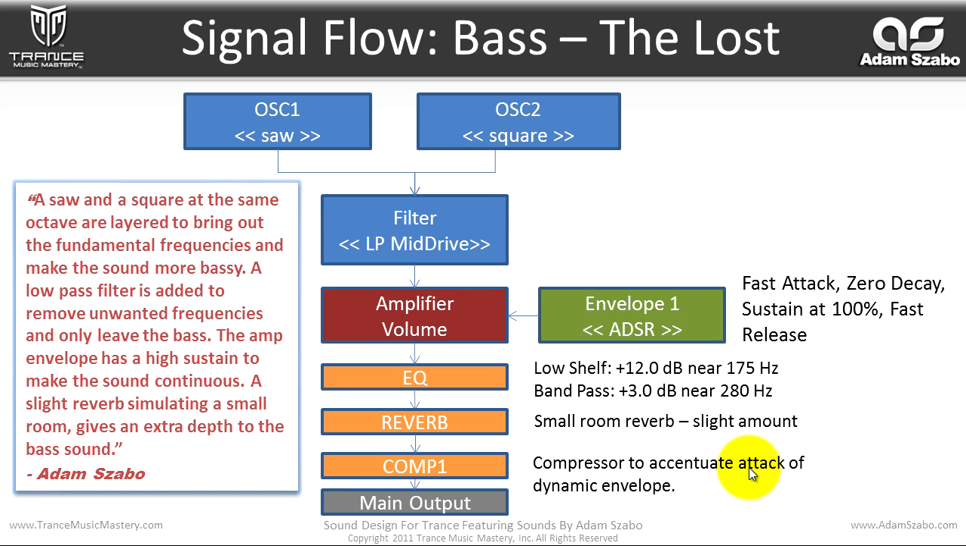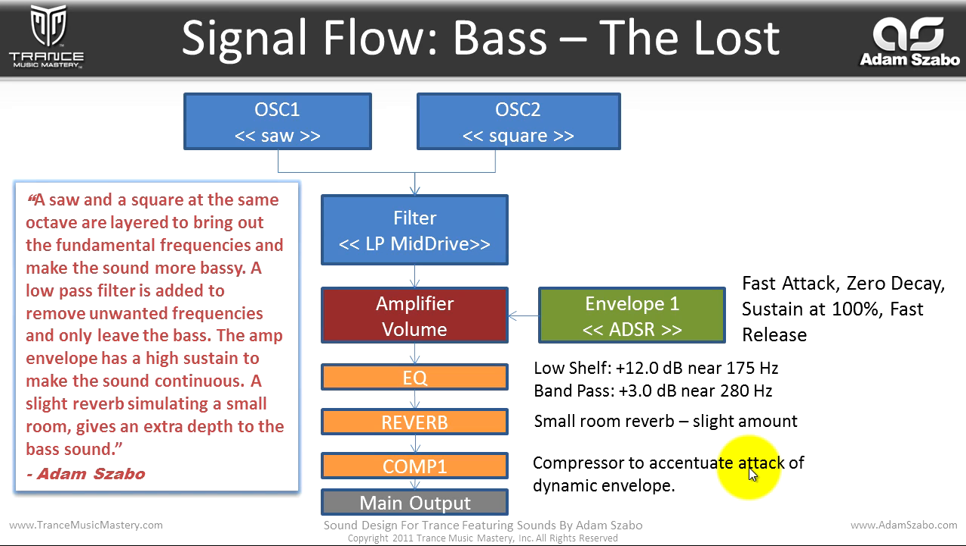And Adam Sabo says, a saw and a square at the same octave are layered to bring out the fundamental frequencies and make the sound more bassy. A low-pass filter is added to remove unwanted frequencies and only leave the bass. The amp envelope has a high sustain to make the sound continuous, and a slight reverb simulating a small room gives an extra depth to the bass sound.